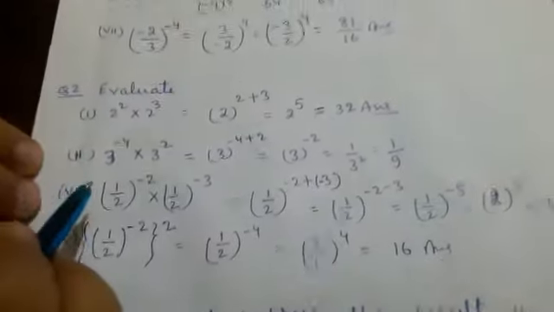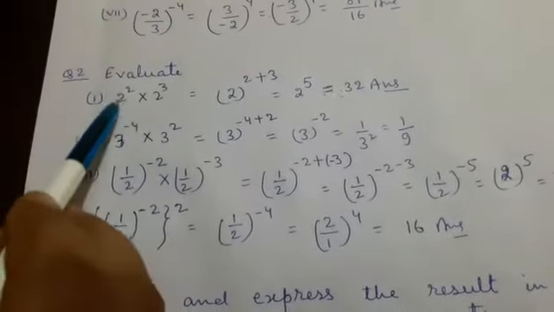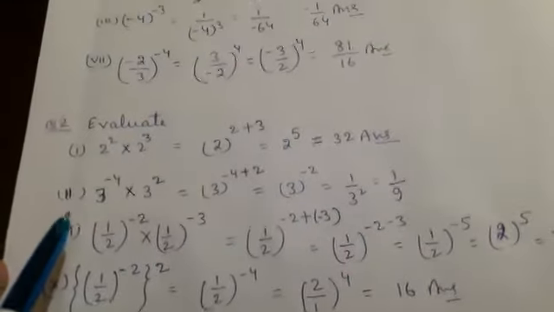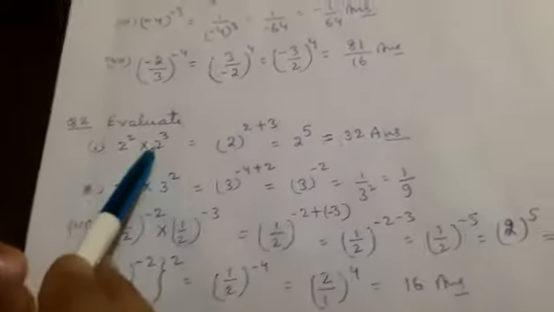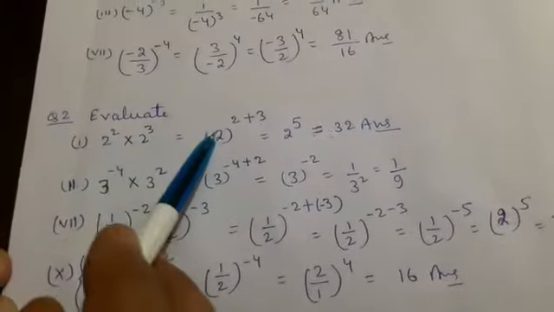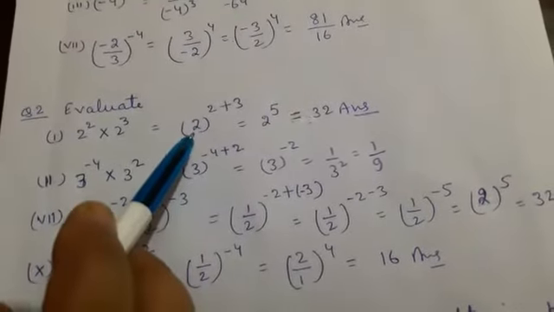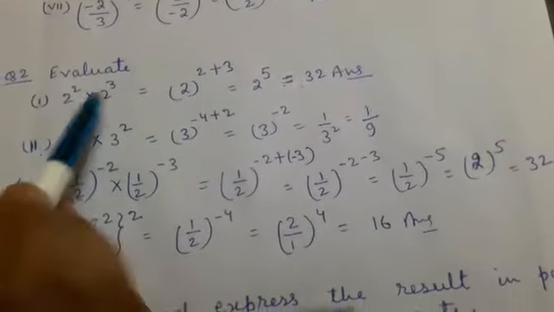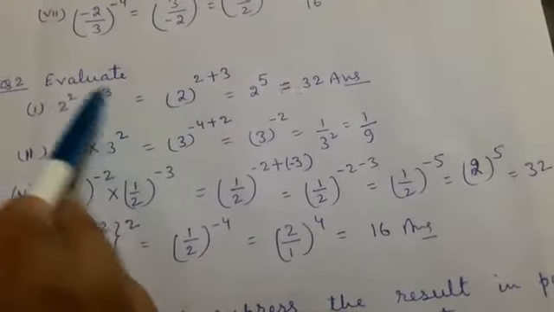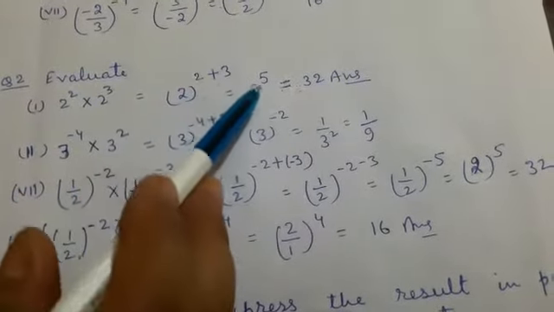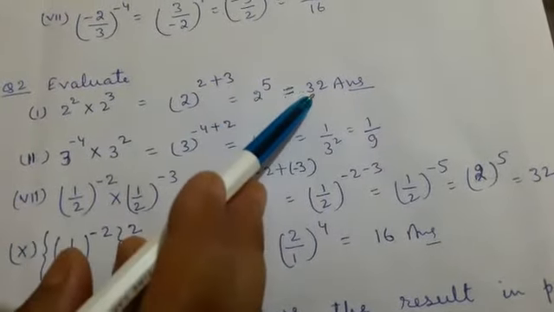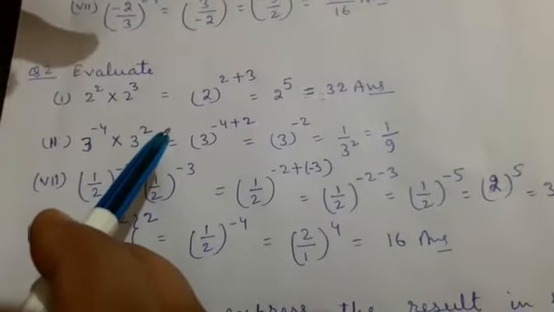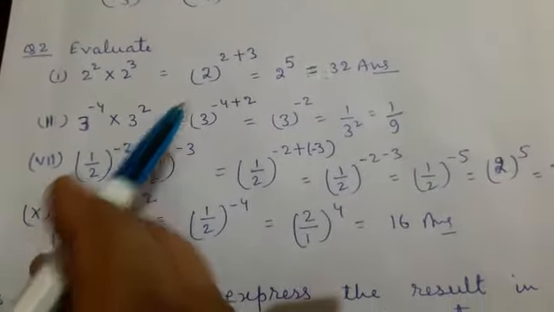Now let us see the next question, number 2. Evaluate 2 power 2 into 2 power 3. As I told you, dear students, when the bases are same and their powers are different, we will take the base as common and the powers should be added in case of multiplication. So let us take this base as common, and 2 plus 3 is equal to 5. So the answer will be 2 power 5, which is, if you multiply 2 five times, 2 twos are 4, 4 twos are 8, 8 twos are 16, 16 twos are 32. That will be our answer.